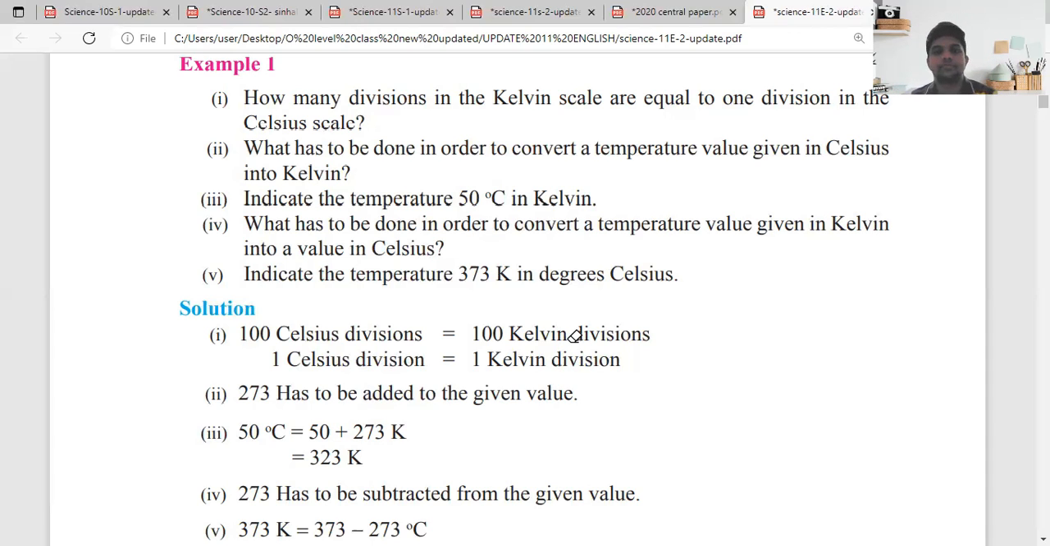Clear, sir. Good. Yeah, let's go for question number 3. Write down: indicate the temperature 50 Celsius in Kelvin. Now you can do it.